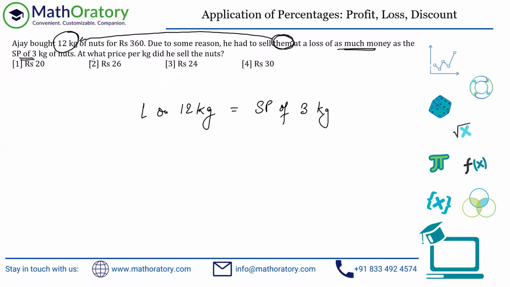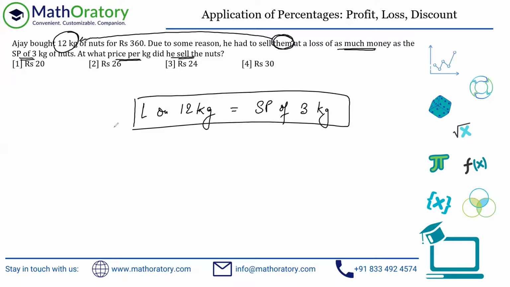So let's look at the question now. At what price per kg did he sell the nut? So we're looking for selling price per kg, right? So let's figure that out. First, let me work on this. It's a very simple idea, just cross divide or something. So L by SP is coming out to be 3 by 12, right? Just maintain the same unit. As long as the unit is the same, you can simply divide it. Really doesn't matter. So 3 by 12 reduces to 1 by 4.